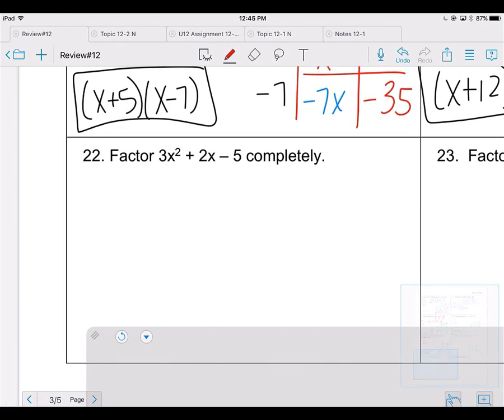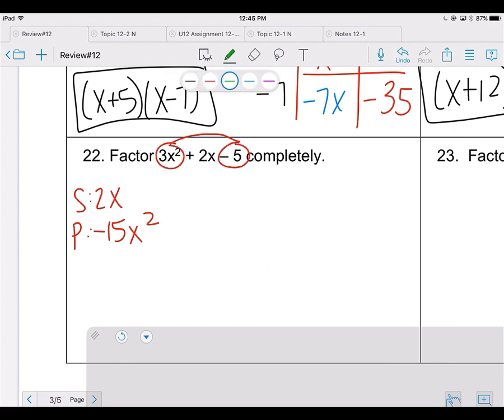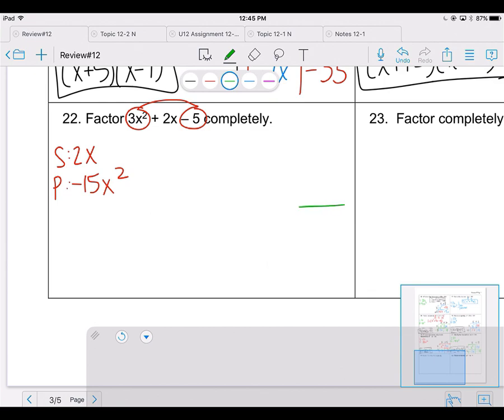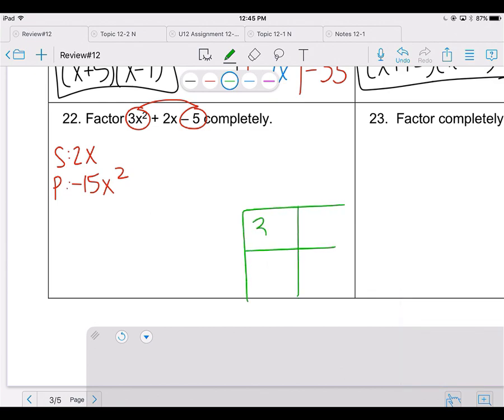Problem 22 asks me to factor completely. When I look at these, we have numbers that are not 1, but they're all prime, meaning that I can't factor out a GCF, so I just got to do it like normal. Sum is 2x, product is negative 15x squared. Remember, for your product, you multiply first times last. We just haven't had many that worked out like this yet. In my box, I put 3x squared and minus 5.